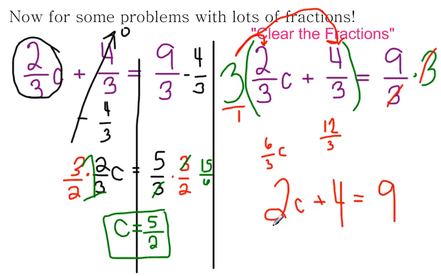Now I have a really easy to solve 2-step equation. I'd like you to go ahead and finish solving this. The answer is going to be 5 over 2, but I want you to prove it.